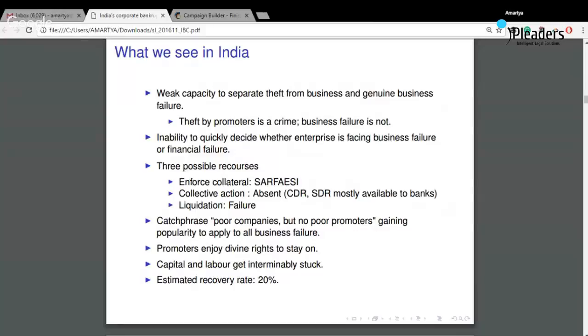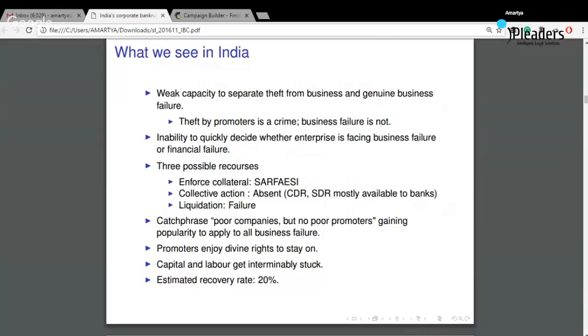Finally, another recourse that creditors should have is liquidation. They should be able to liquidate the company when there is a business failure. Currently, we have liquidation provisions in the Companies Act, but liquidation can take anything from 5 to 20 years, and that is again a very costly process in India.